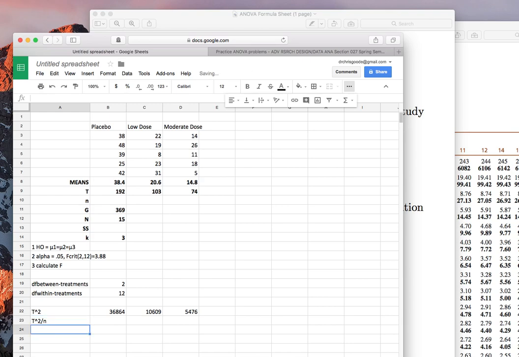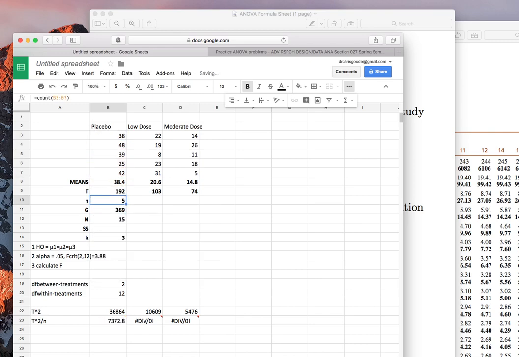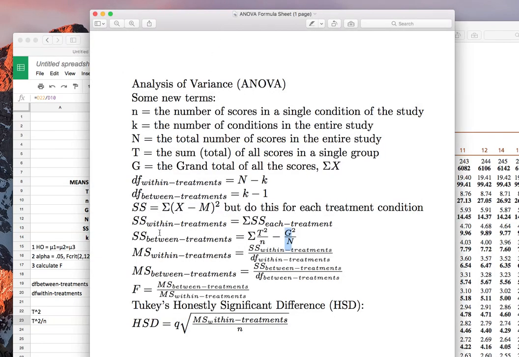I know it says divide by 0. That's because I haven't calculated n yet. But if I just count how many scores are in my group, it's going to fill that in automatically. Okay, so we've got the first part of sum of squares between treatments. We've got T squared over n's. We just need to sum them up.